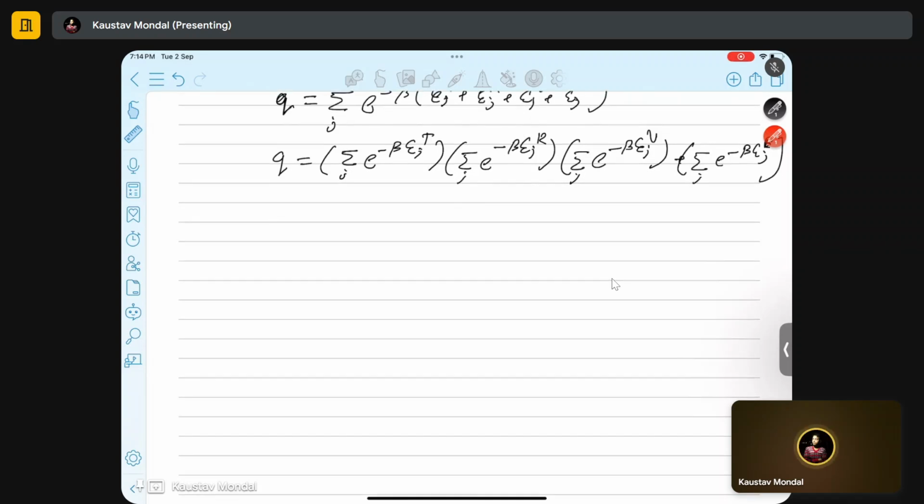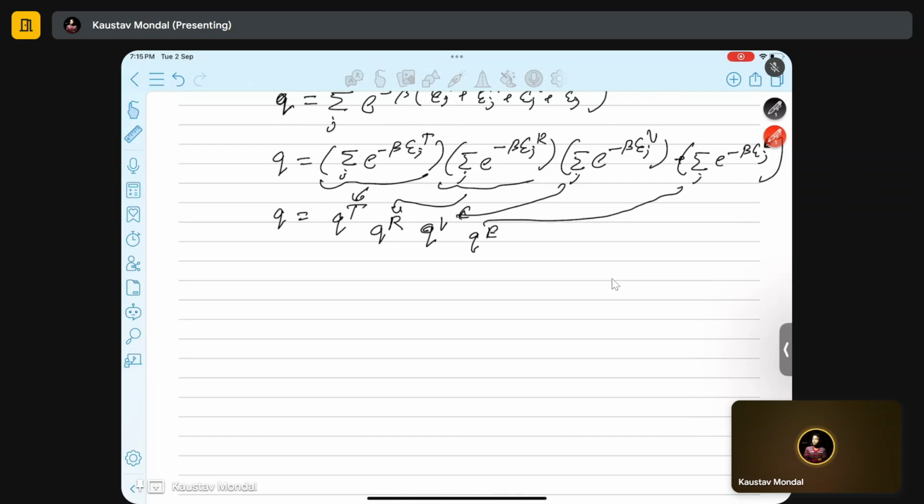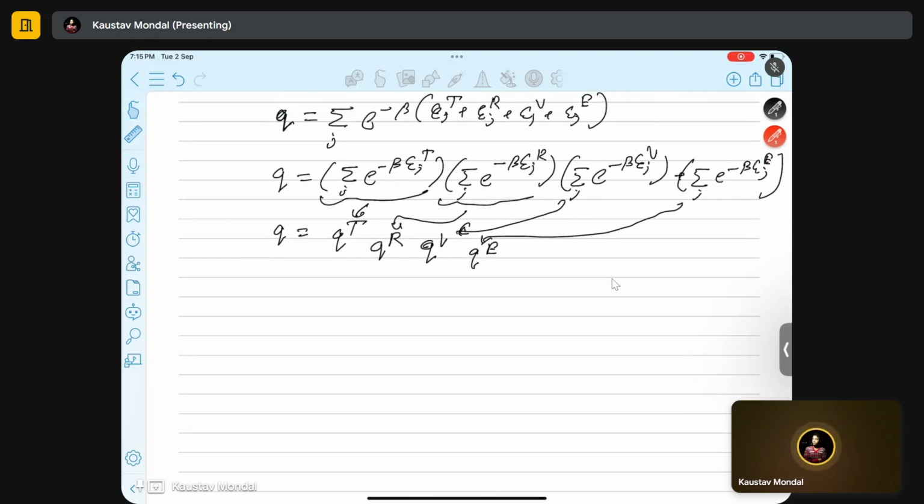So the partition function Q now becomes Q translational. This term is the translational contribution to the total partition function, and we have termed it QT. The second contribution comes from the rotational, which we term QR. The third one is the vibration, which we name QV. And the last one is the electronic, which we denote as QE, and it comes from the electronic contribution, right? So this is the expression of the total partition function Q.